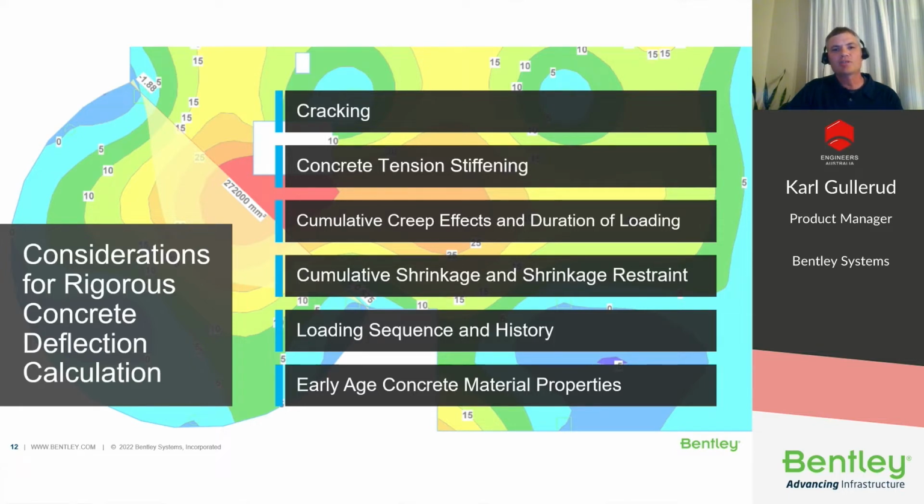To accurately predict long-term deflections, we will need to consider first whether concrete sections are cracked or uncracked, and then how that affects the stiffness of the floor. Also, for concrete cracked sections, we need to account for the tension stiffening effect of the concrete between the cracks. Creep and shrinkage strains, which are time dependent, also need to be considered. And finally, we need to consider how the applied loading and the concrete properties change over time.